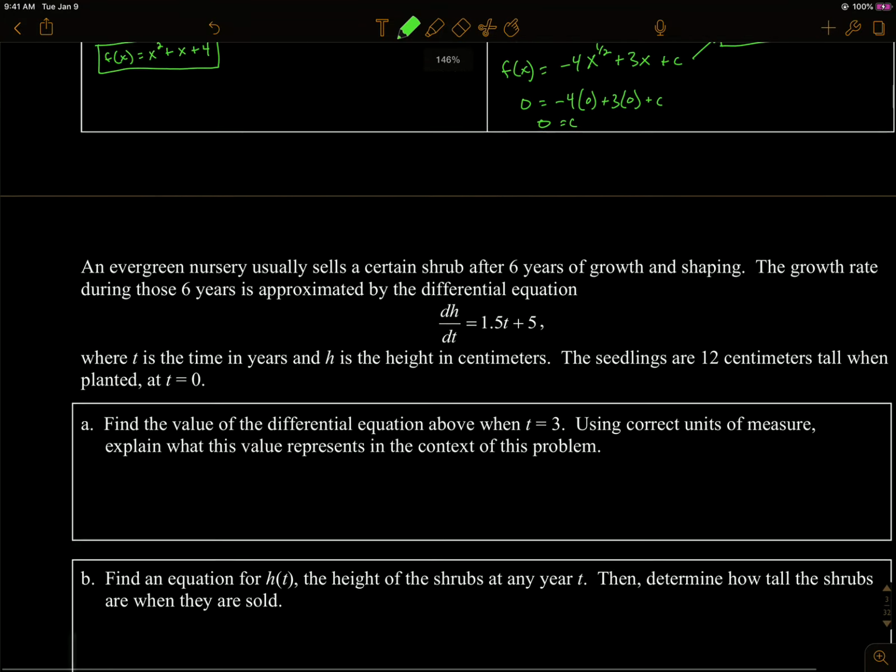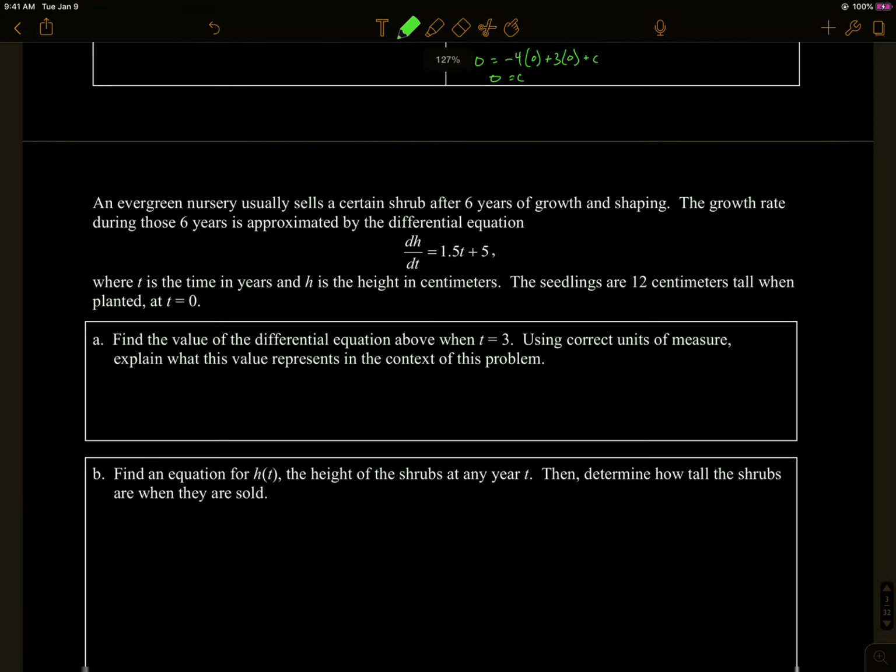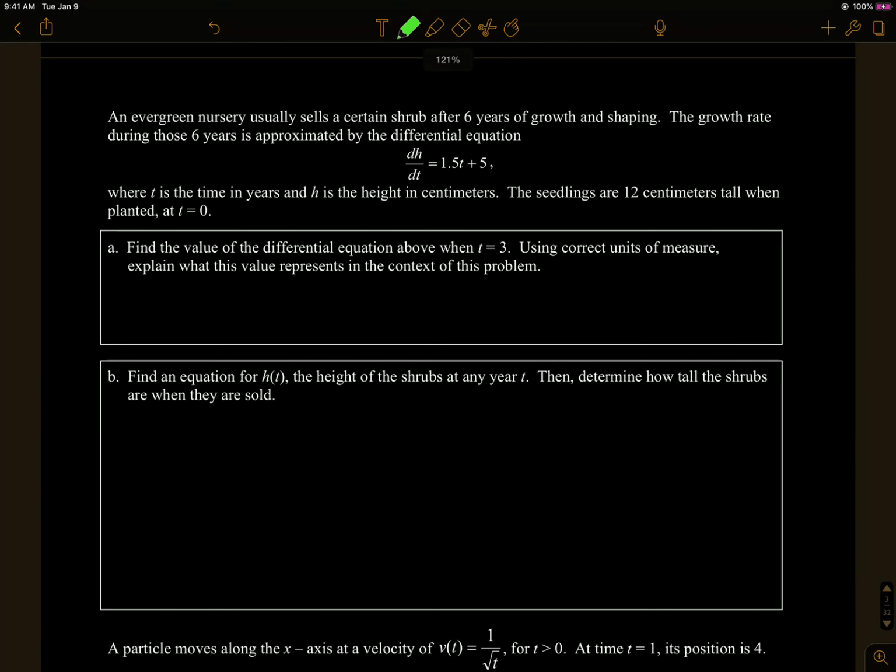So let's look at an application problem here. Okay, so we're talking about an evergreen nursery that usually sells a certain shrub after 6 years of growth and shaping. The growth rate during those 6 years is approximated by the differential equation.